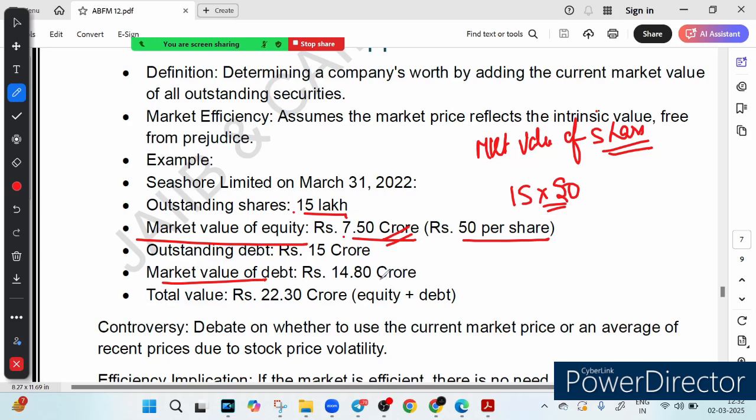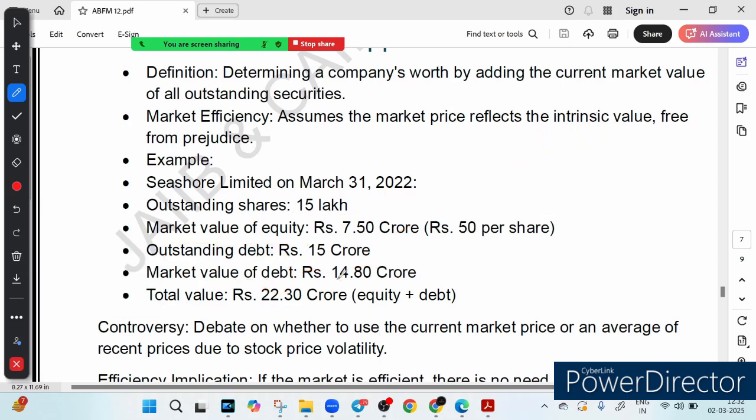Company borrows money through bonds and loans. If you talk about the debt, there is bond, there is loan, through which the company borrows money. These debts also have some market price, right? So through bonds and loans, the company borrows money, right? And these debts also have their market price, which may be different from the original borrowed amount. So you add all of them.